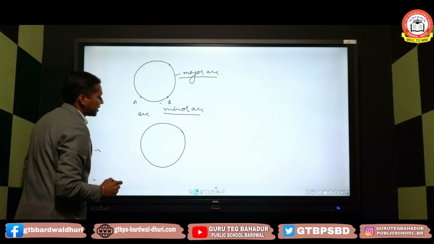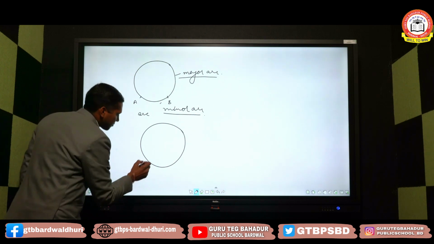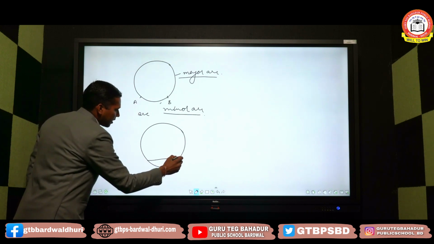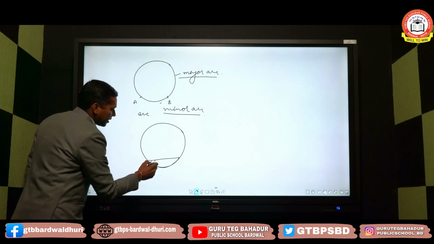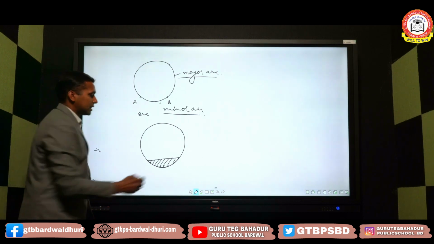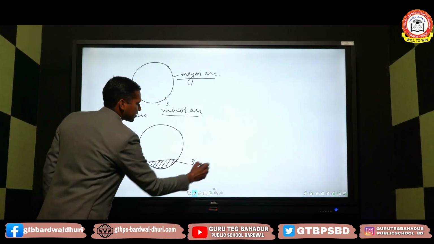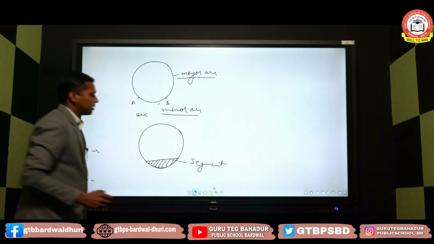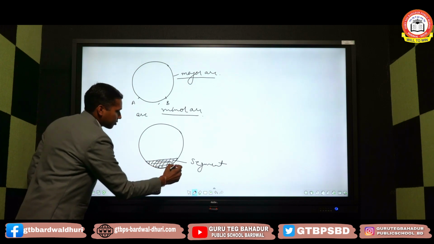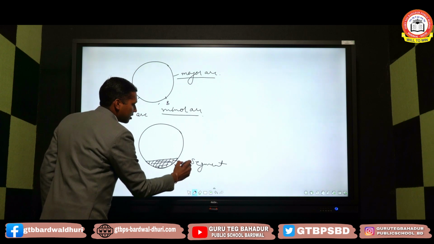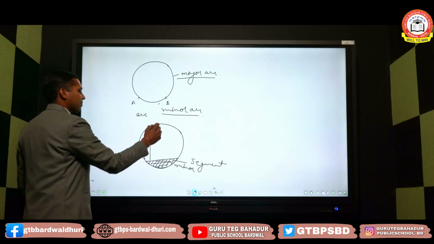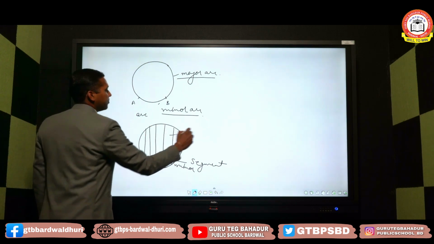Now come to the next point, that is segment. The area enclosed between a chord and an arc is called a segment. Particularly the smaller part we call the minor segment, and the remaining part the major segment.